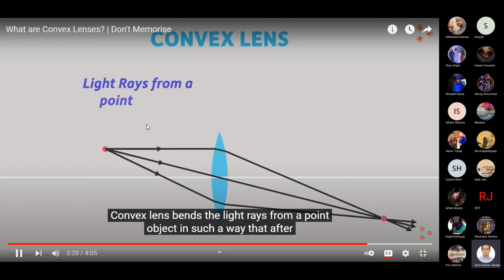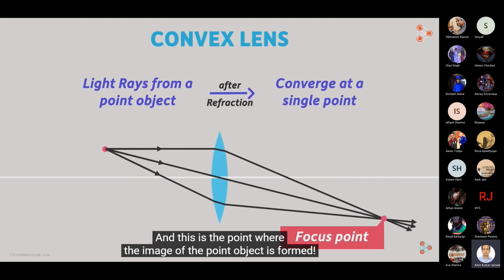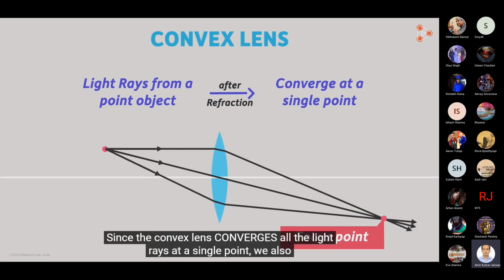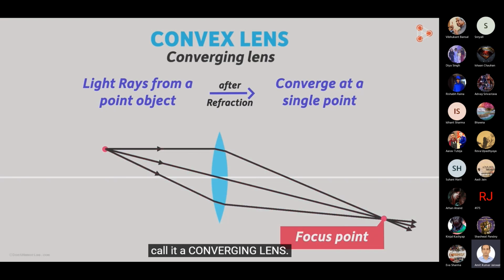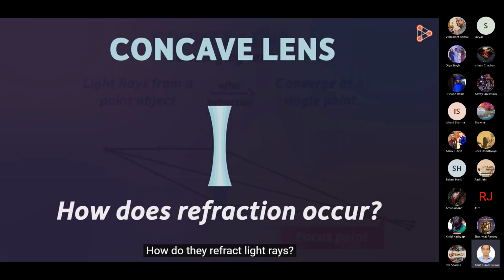The light rays from a point object are such that after refraction, all these rays converge at a single point. And this is the point where the image of the point object is formed. If we were to place a screen at this location, the image will be formed on that screen. Since the convex lens converges all the light rays at a single point, we also call it a converging lens. And what about a concave lens? How do they refract light rays? We will see that in the next lesson.